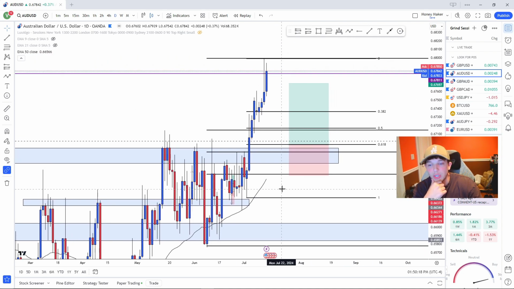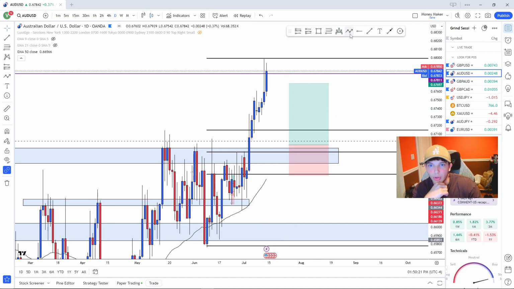We can see I also have my fib sequence set up on the daily time frame. I'll just redraw it for you guys.